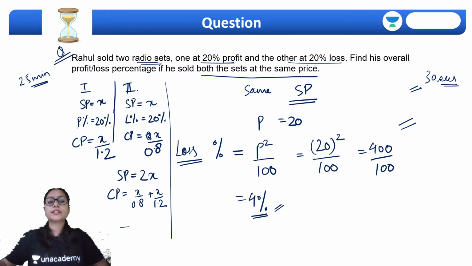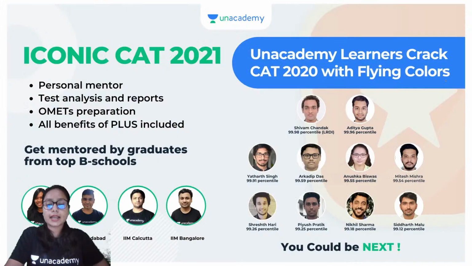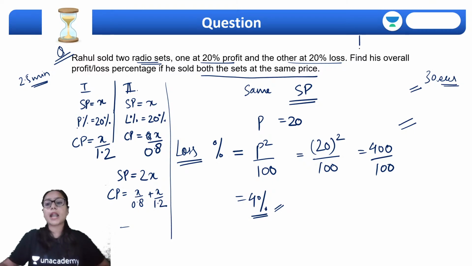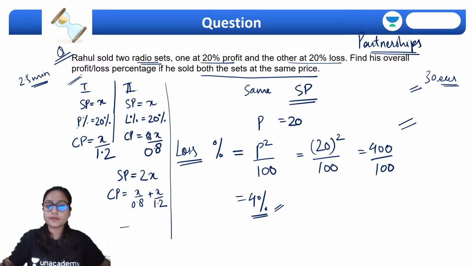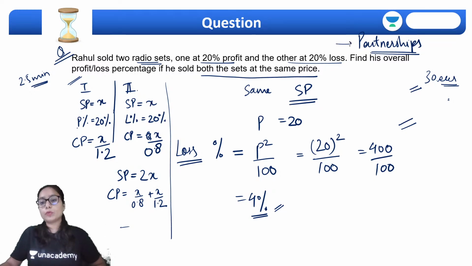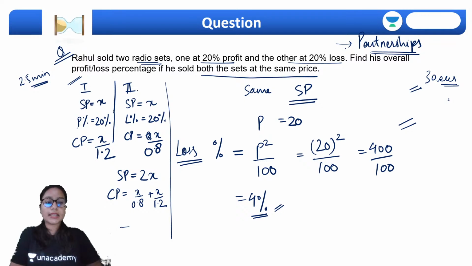Alright, so this was the last question of today's class. In tomorrow's class, I am going to discuss partnerships in detail. Yes Suleiman, this is for clearing the concept only. No need to solve this question this way. Remember this formula, P square by 100. So tomorrow I am going to take the class on partnerships, same time, 4 p.m. on the Unacademy CAT channel.